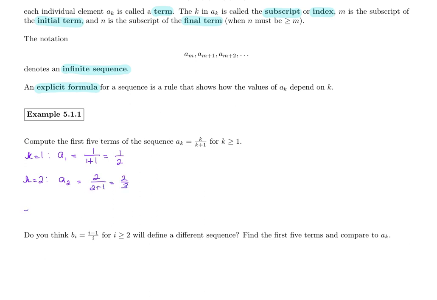2/3. If I let k equal 3, I get a sub 3 equals 3 over 3 plus 1, which is 3/4. K equals 4 will give me a sub 4, which is 4 over 4 plus 1, which is 4/5. And finally, k equals 5 will give us a sub 5, which is 5 over 5 plus 1, which is 5 over 6.